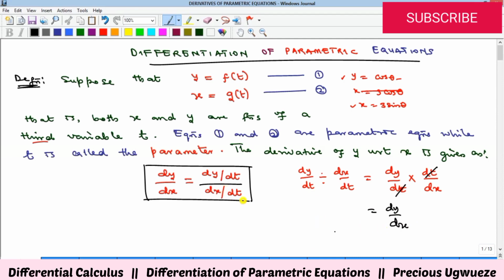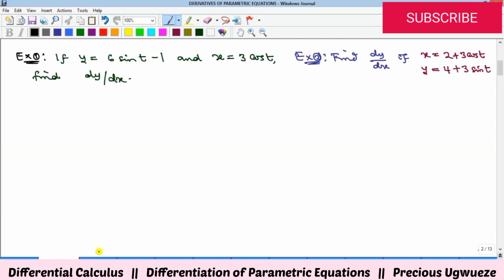So whenever you're given parametric equations, all you need to do is differentiate the two equations with respect to the parameter, and then you bring it together into that formula. So let's look at this example.